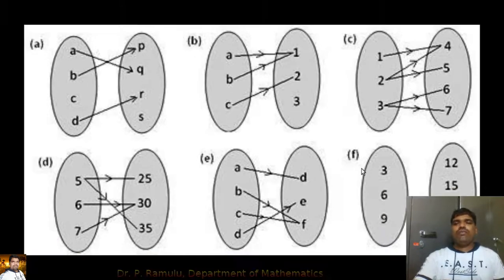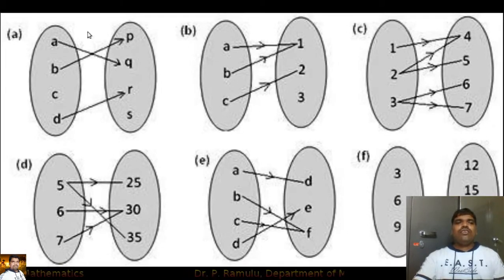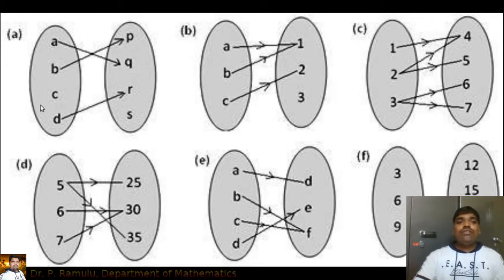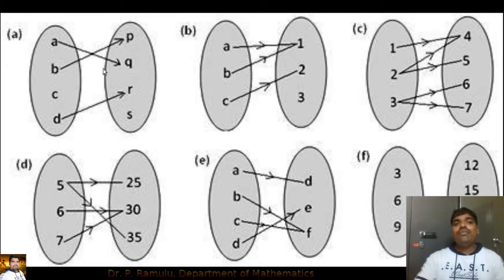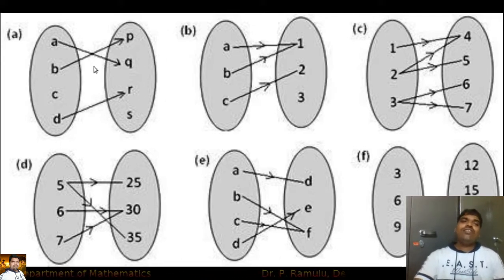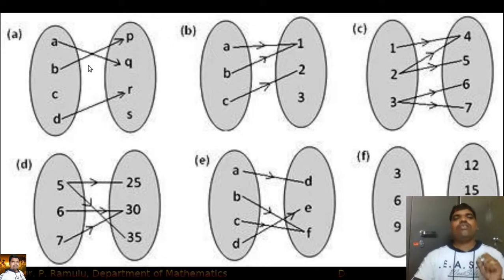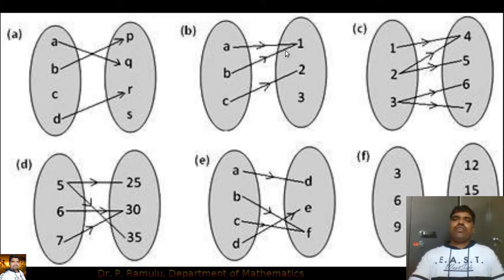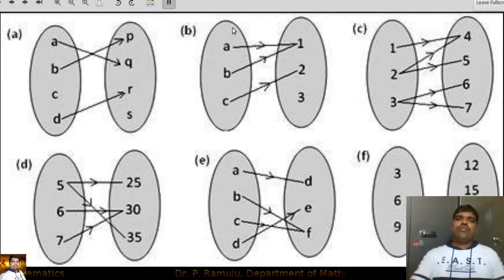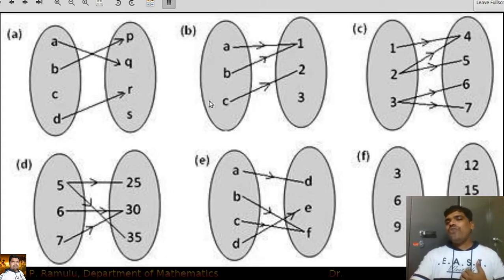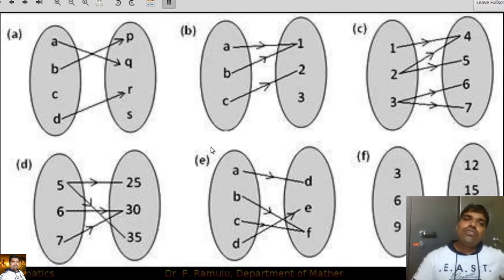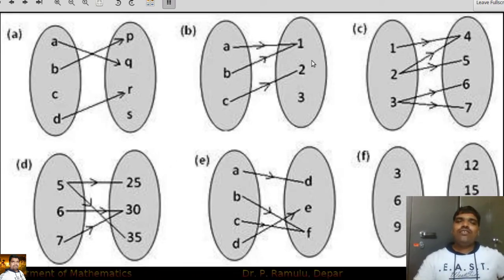Same, okay, I'm defining quickly. Goes to here, see what happened here. Already just now I explained: this does not have any image. Other elements have an image, but this does not have an image. So that's why it is not a function. Come to here, what happened? Every element also has a unique image only. Every element in A has a unique image. That's why this is a function.